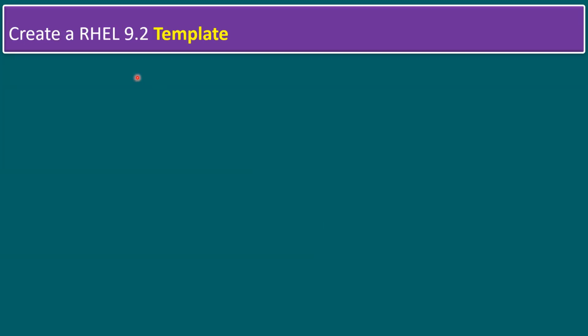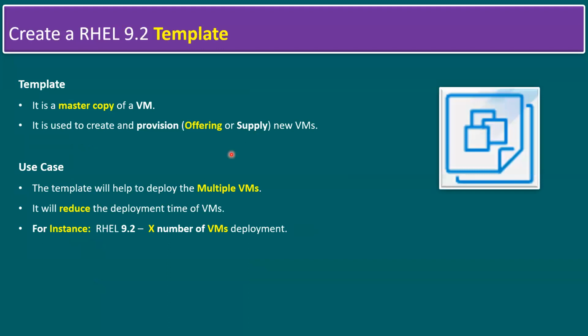Now, another key point is to create a RHEL 9.2 template. Before going to create a template, let's understand what a template is. A template is a master copy of a virtual machine. It is used to create and provision new virtual machines. The use case for the template is that it will help to deploy multiple virtual machines. It will reduce the deployment time of virtual machines. And for instance, with RHEL 9.2, the customer has given a requirement for 20 virtual machines deployment.